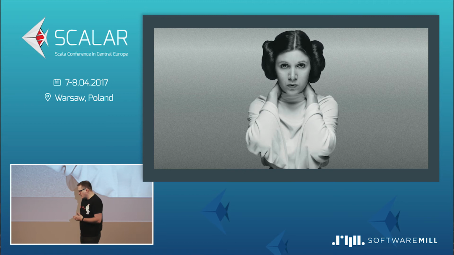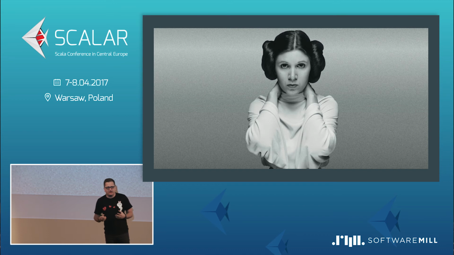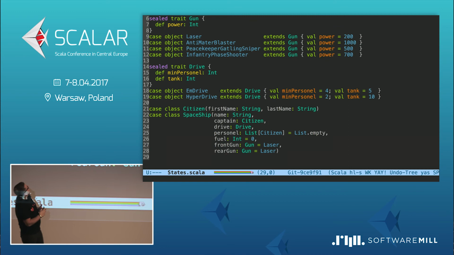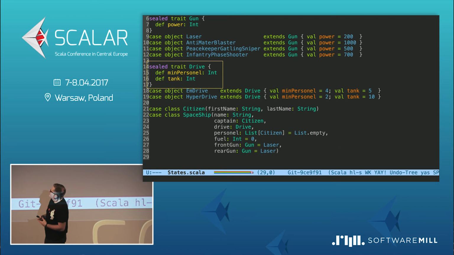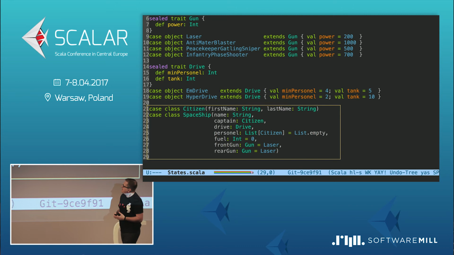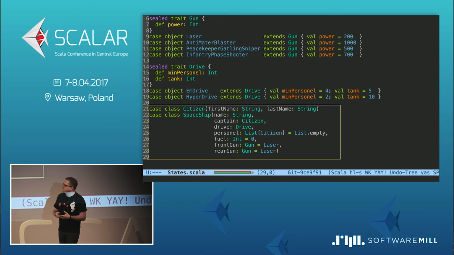So she needs an app to quickly assemble a team, quickly assemble a spaceship that will do the kind of mission that needs to be done. And we are about to write that application. So quickly, the domain here: we have some guns with power. We have drive that will drive our spaceship. We take some arguments, like a minimum personnel that is needed to actually accommodate that drive and the amount of fuel that is needed, and some instances of those drives. We have a spaceship, which basically has a name, a captain, a drive, a personnel, which is a list of citizens, and a fuel, and a front gun, and a rear gun.